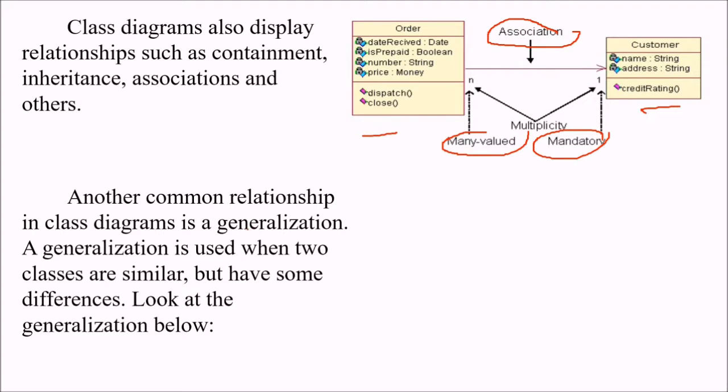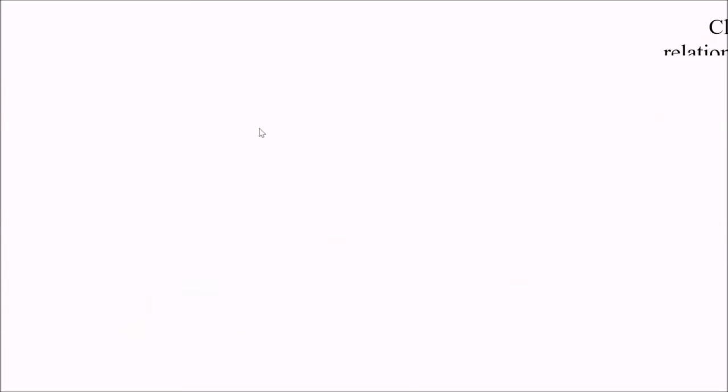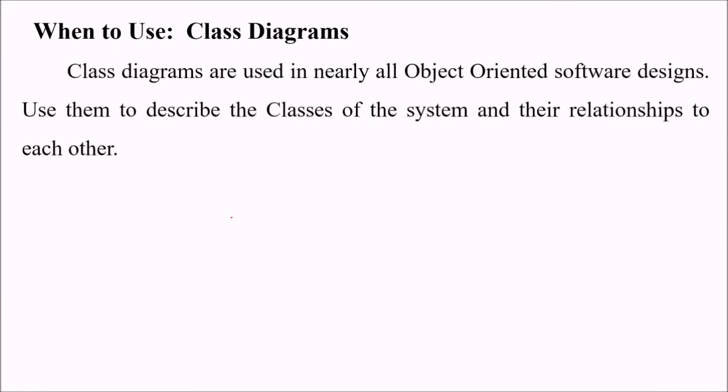Generalization is used when two classes are similar but have some differences. These two can be called specific, but they can be generalized as this class. So this is a generalized class which can be inherited by these two. This is the generalized class Customer. It can be a corporate customer, or it can be a personal customer. This is generalization.